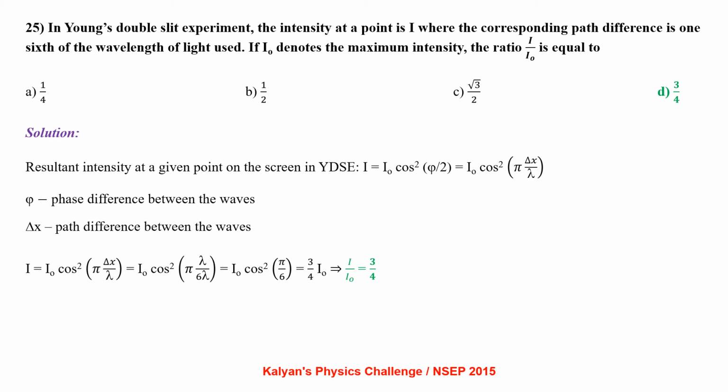You can see phi is phase difference and delta x is path difference. So I equal to I naught cos square of delta x by lambda into pi, that is I naught cos square of pi times lambda by 6 lambda, that is I naught cos square pi by 6. So it is 3 by 4 times I naught. So I by I naught equal to 3 by 4.